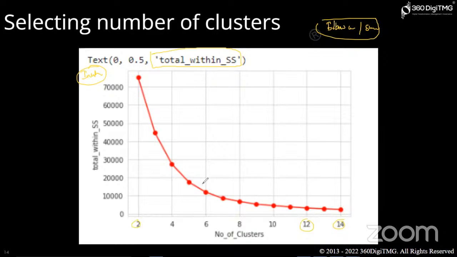So here I have got some value that is around 6, where there is a sudden change we can notice. You can see some change of values here. So this is the value we are going to consider, and we are going to take the number of clusters here.